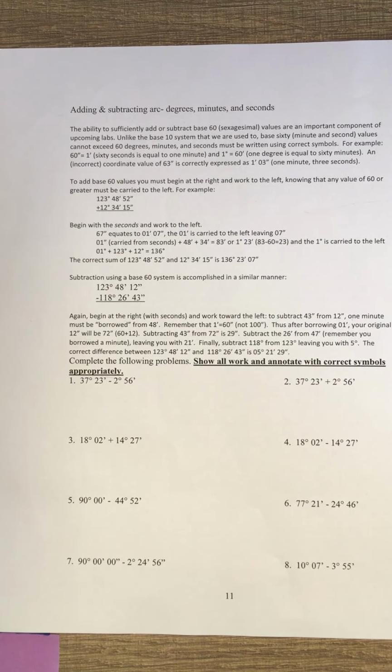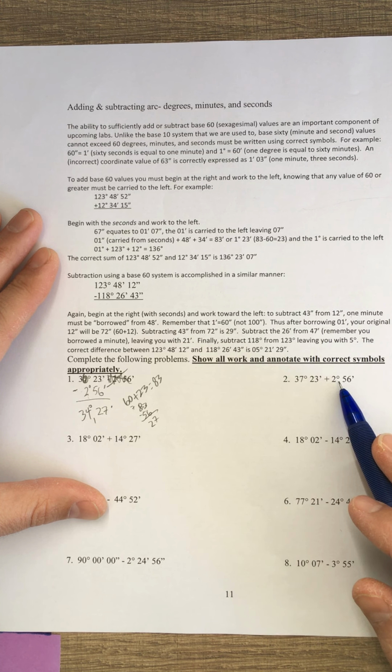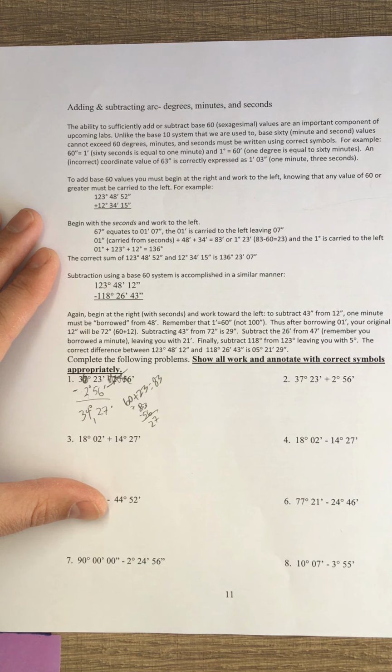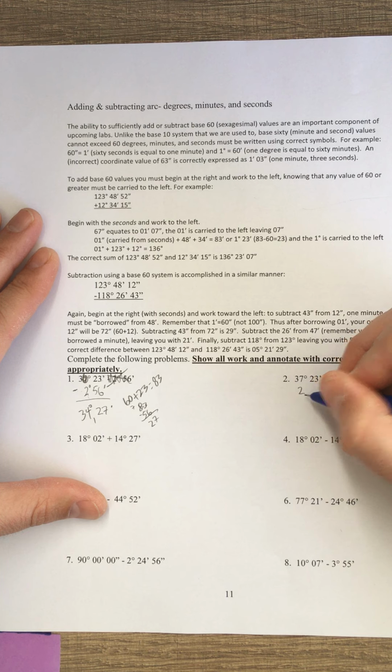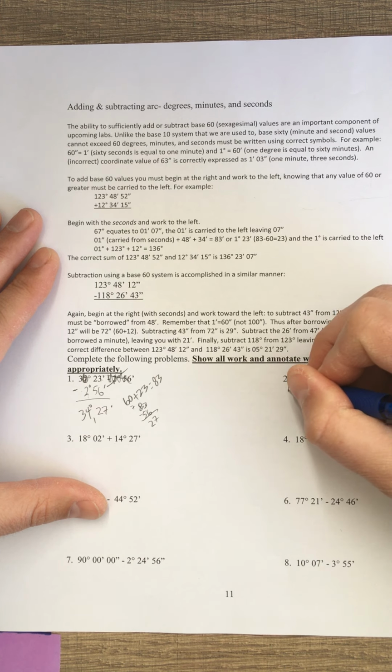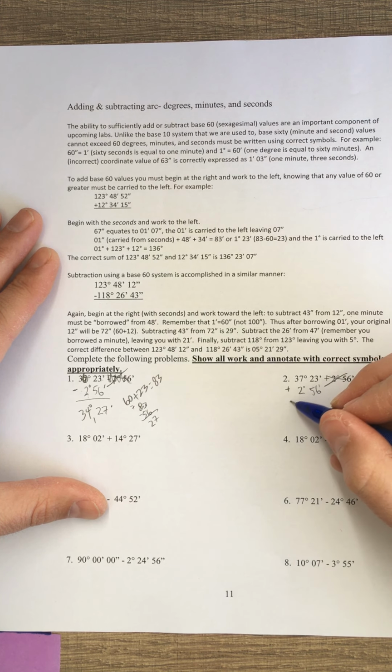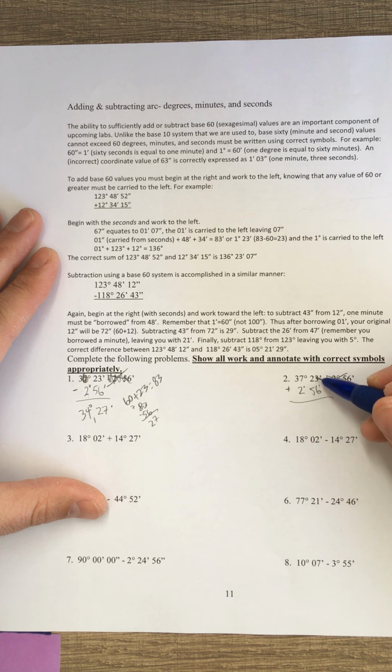Now let's do an addition problem, where we have 37 degrees, 23 minutes plus 2 degrees, 56 minutes. To do that, it's basically the same type of thing. Let's add the 2, 56 down here, plus. Now, when we add these two together, let's do it over here: 23, 56, like that, 9, and 7. So we end up with 79.